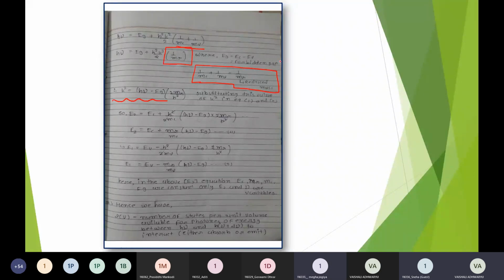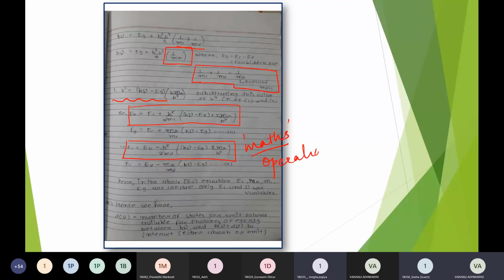k square Ec, mr, mc, Eg is constant, so only E2 and nu is variable. Now we substitute the value of k square in equation E2 and E1. So E2 is equal to Ec plus h square by 2mc into h nu minus Eg into 2mr by h square. So E2 is equal to Ec plus mr by mc into h nu minus Eg, and E1 is equal to Ev minus mr by mv into h nu minus Eg.